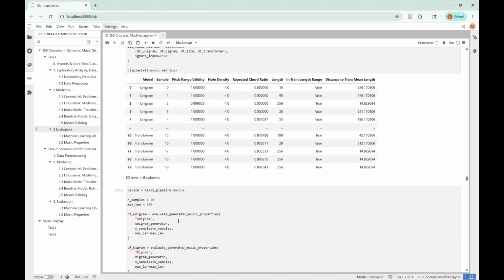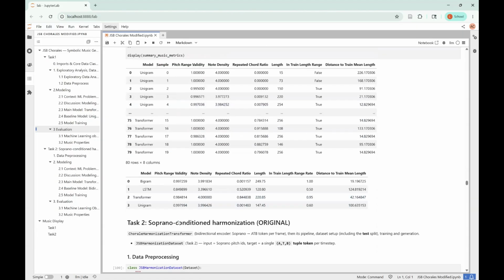Here we compare 20 generated samples from each model. The transformer has the best overall musical structure. Its pitch range validity is 98.5% and the note density is exactly 4, meaning it usually keeps all four voices active. Its mean length is close to the real chorales.